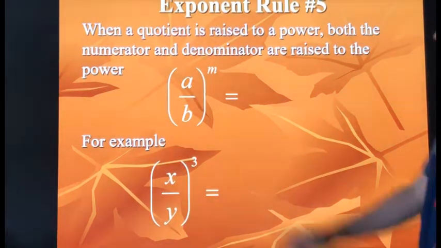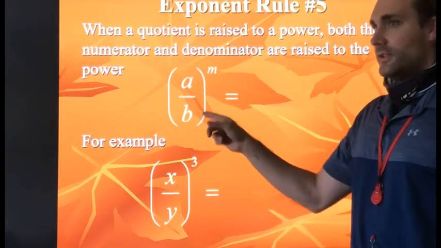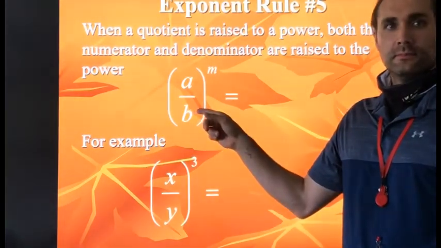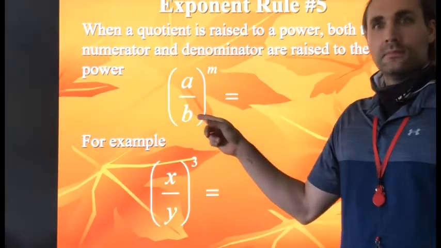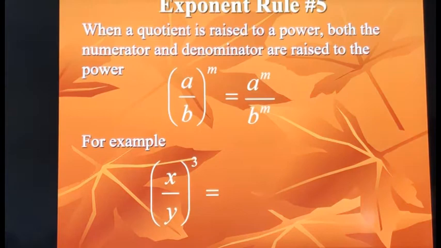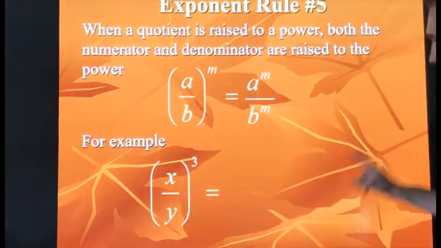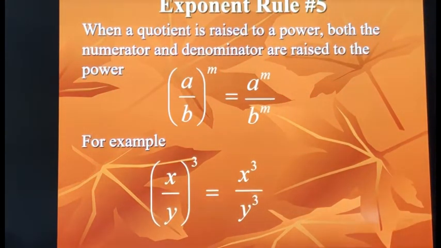If I'm dividing a over b to the m power, do exponents come before division? Yes, exponents come before it. So you get a to the m over b to the m. You can separate it out as an exponent. So if x over y cubed, that's the same as x cubed over y cubed.